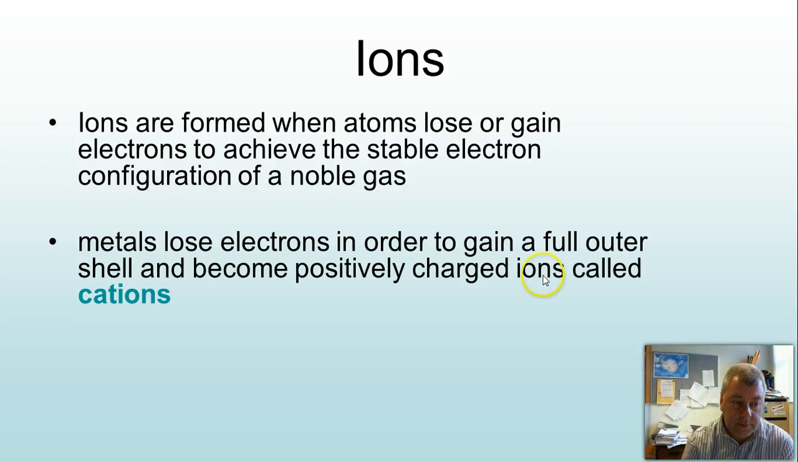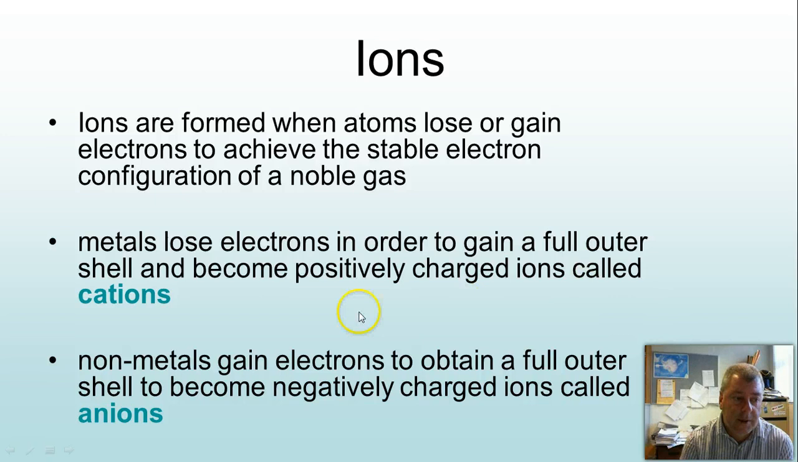Now by losing electrons they become positively charged because, remember, the nucleus contains protons and those protons are locked in the nucleus. It's the electrons that can come and go because they're fairly loosely bound, and so by losing electrons they become what's called cations. Ions that are called cations.